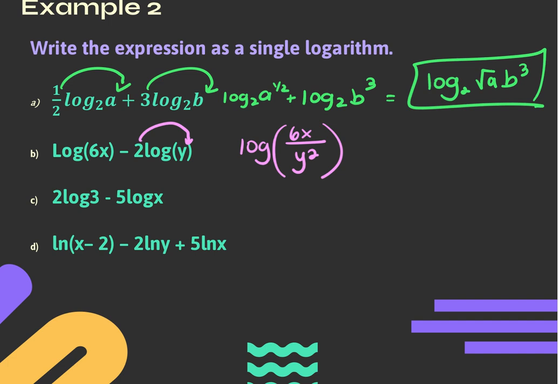So b to the third on the outside for the first one. It's not under the square root. It is not under the square root. Good. All right, then we go to the next one.